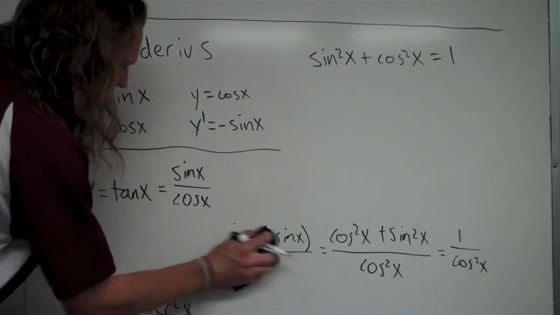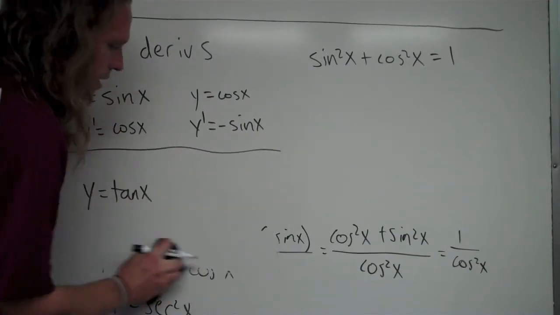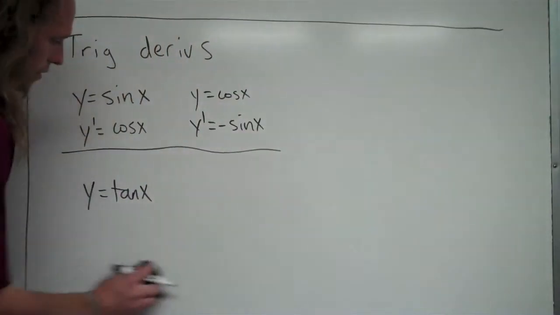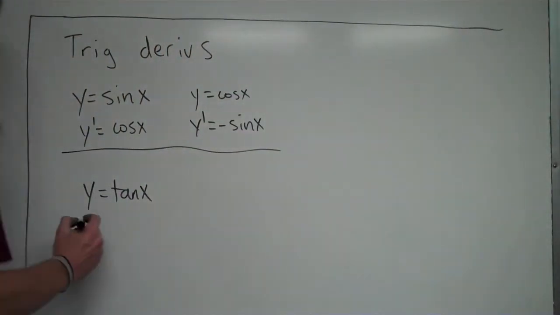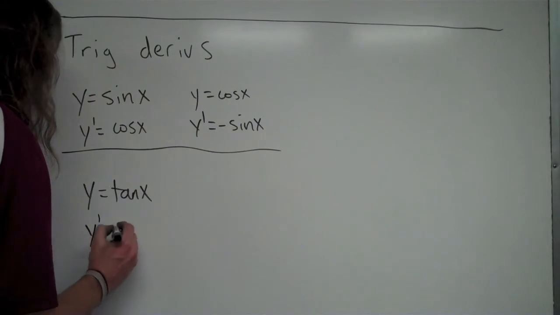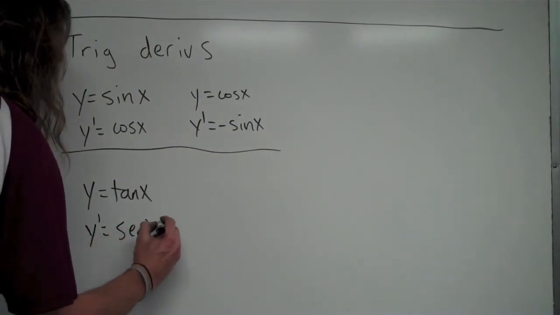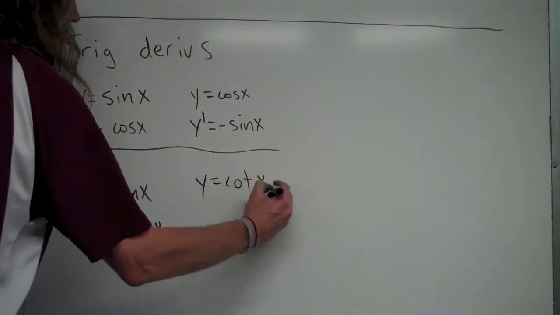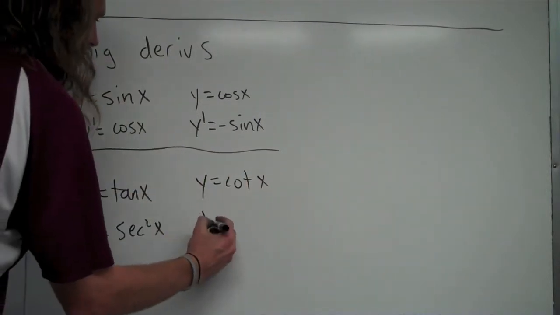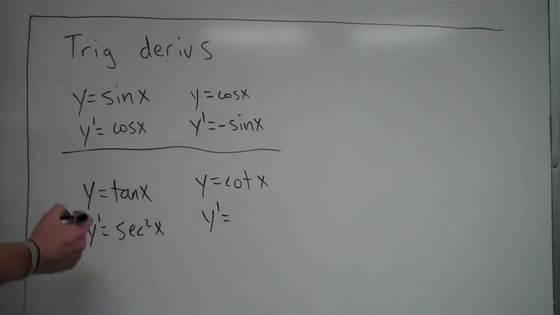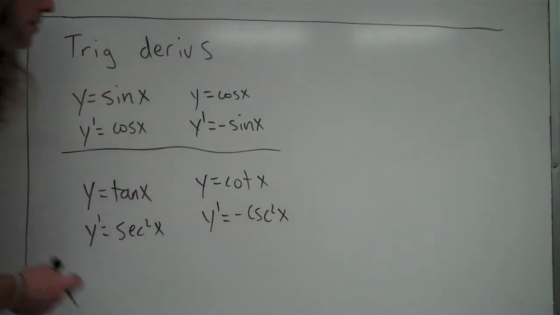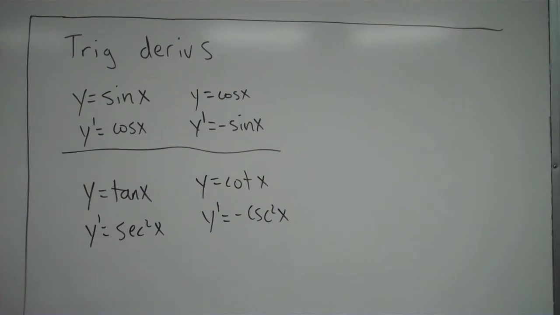You can go through in a similar fashion and figure out the derivative for cotangent. It's very, very similar to that. But anyways, this derivative of tangent is secant squared. And if you went through the cotangent, and you might want to check yourself and do this, the derivative would be equal to negative cosecant squared. And it'd be very, very similar to the derivative of tangent.